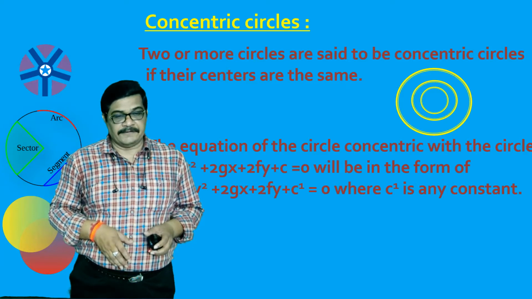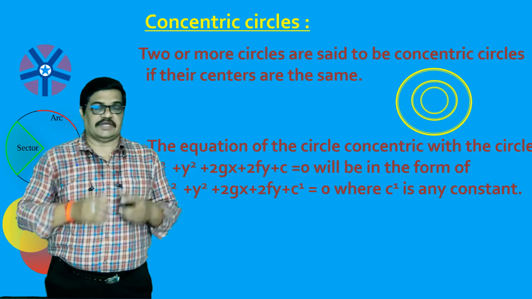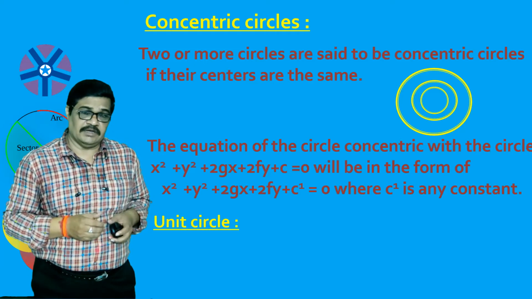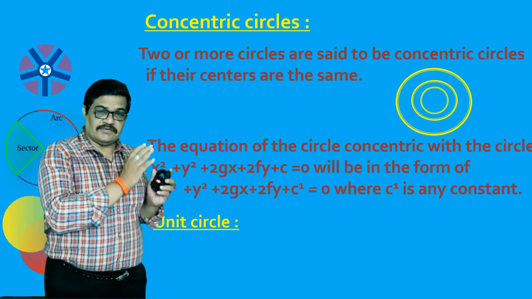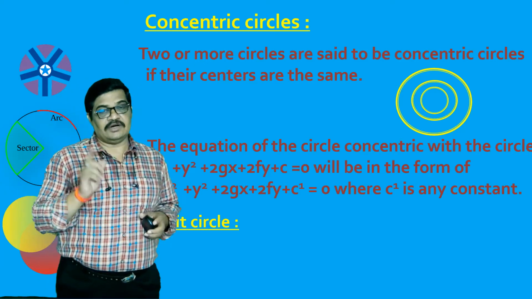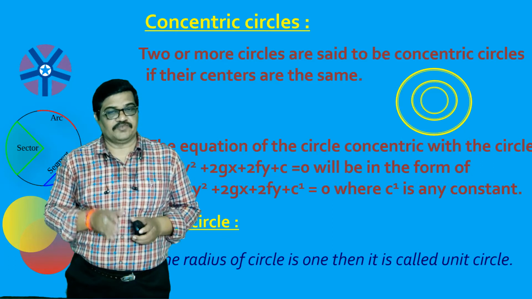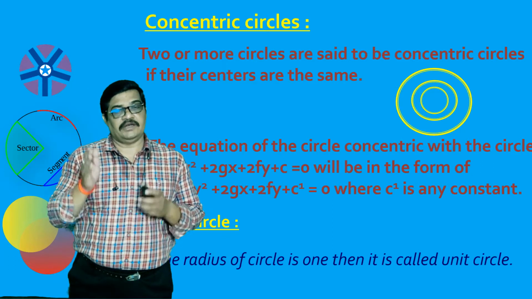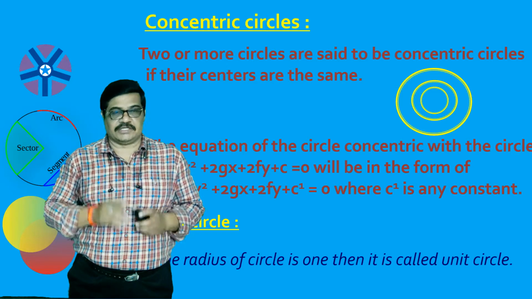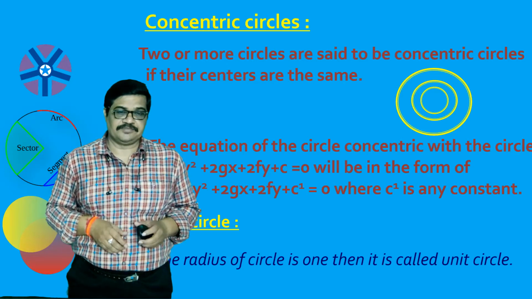Okay. Now, what is the unit circle? If the radius of a circle is 1, then it is called a unit circle. Radius is 1, then that circle is called unit circle. Okay, you know that.